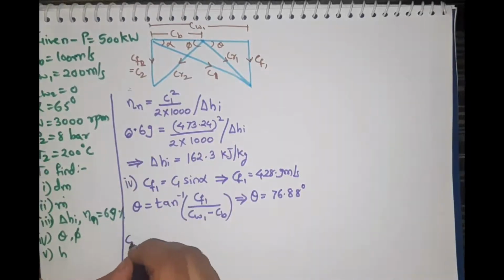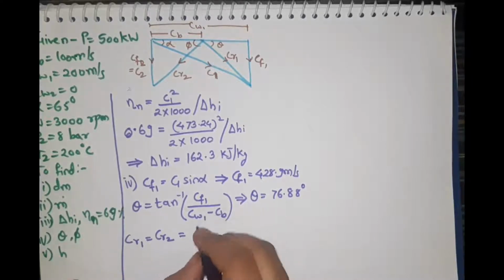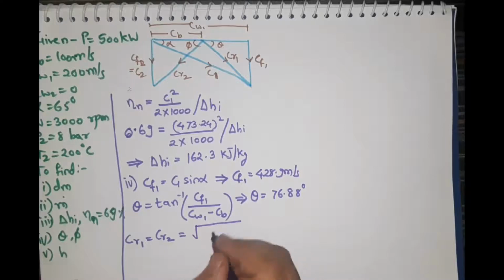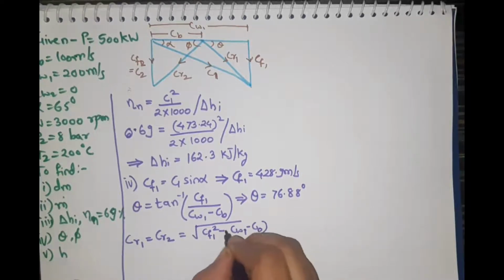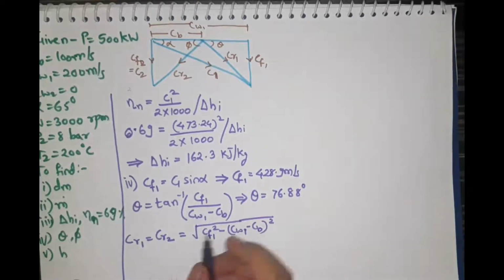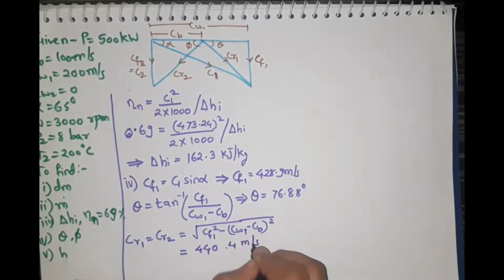Similarly for phi, considering that friction factor is equal to 1, that means CR1 is equal to CR2, which will be equal to under root of CF1 square plus CW1 minus CB bracket square. So from here we will get CR1 equal to 440.4 meter per second.